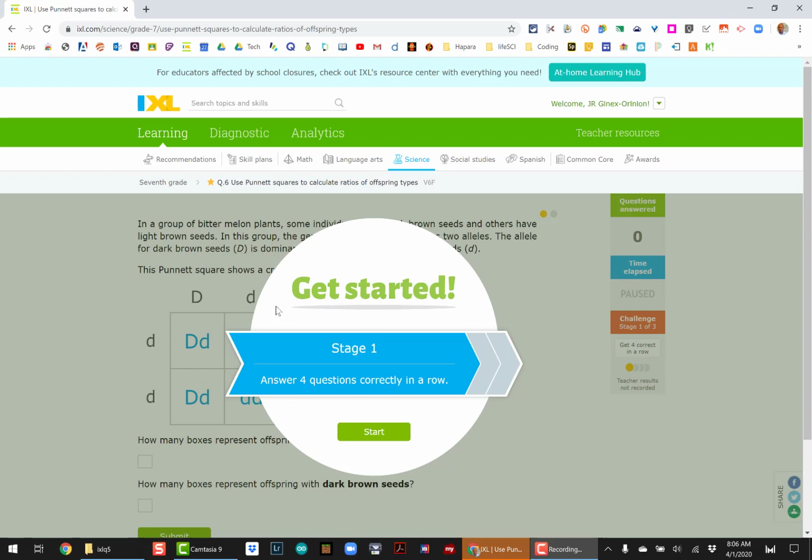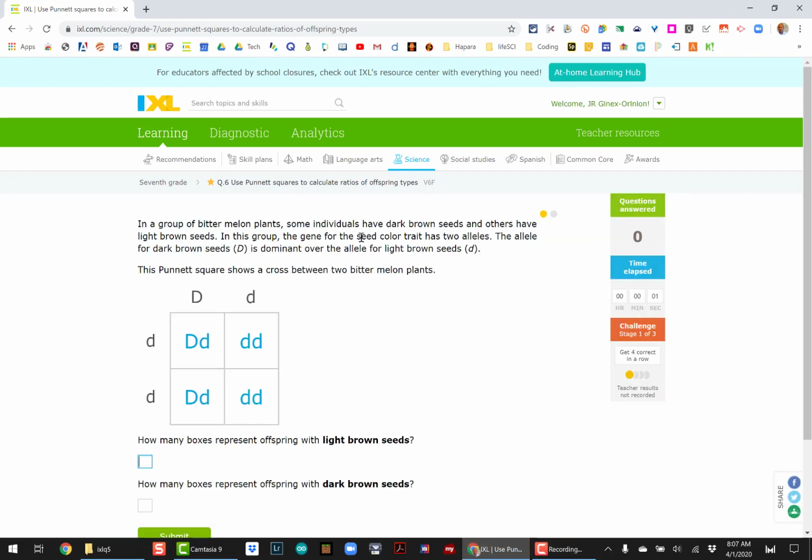Go. Today we're going to take a look at this IXL skill for science, Q.6, called Use Punnett Squares to Calculate Ratios of Offspring Types. Just like from previous ones, we're going to take a look at this one at a time, and then let me show you guys how to navigate through the skill. Okay. Let's take a look.